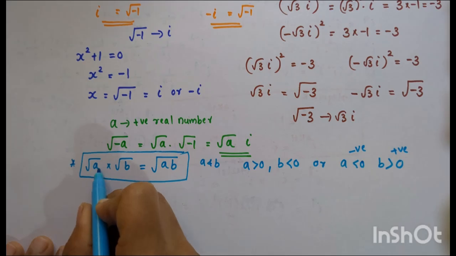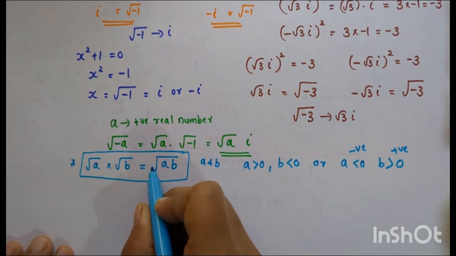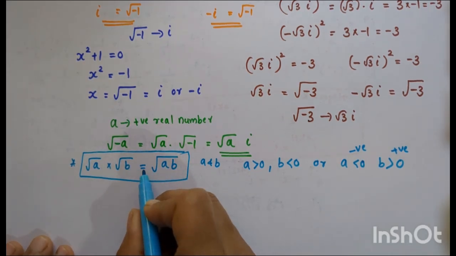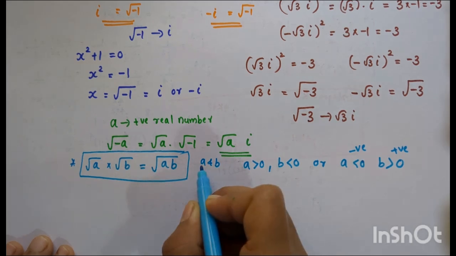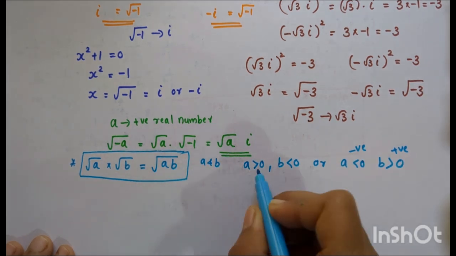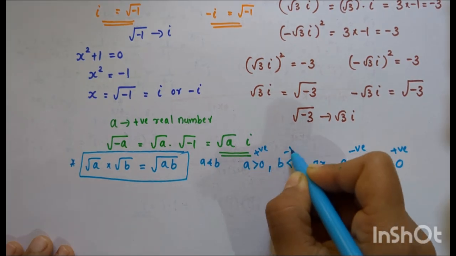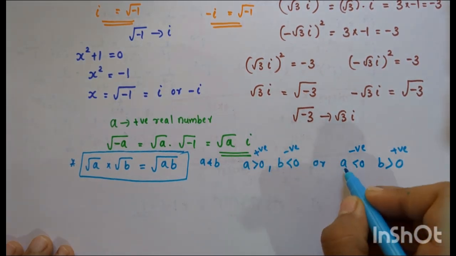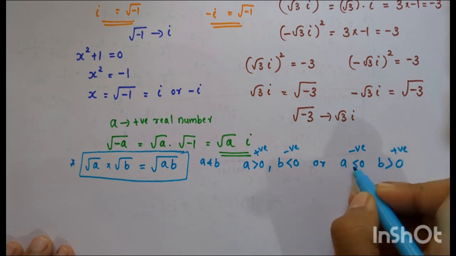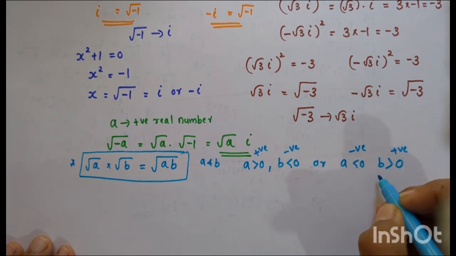So square root of a into square root of b can be written as square root of a into b. This is true when either a is greater than 0 and b is less than 0, that is positive a and negative b, or a is less than 0 and b is greater than 0, that is negative a and positive b.